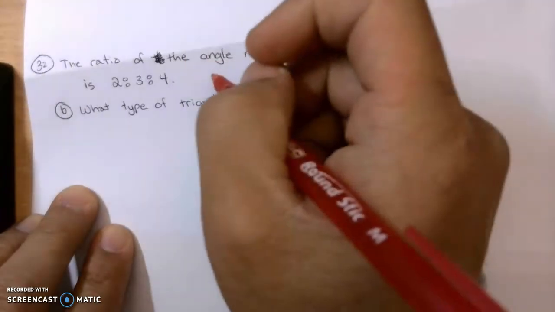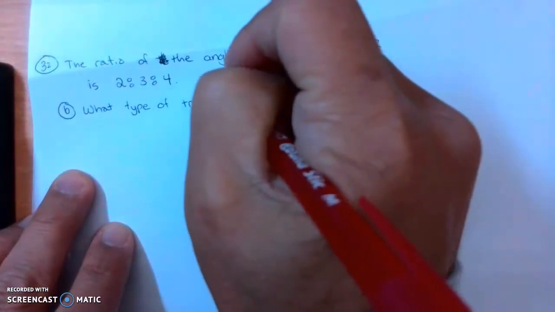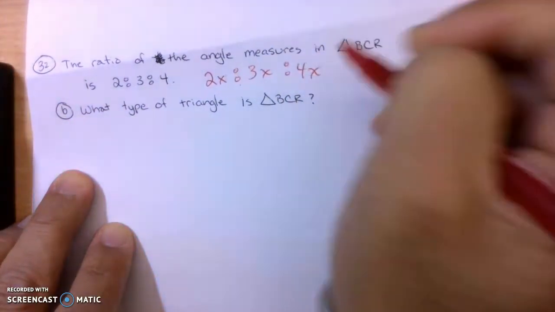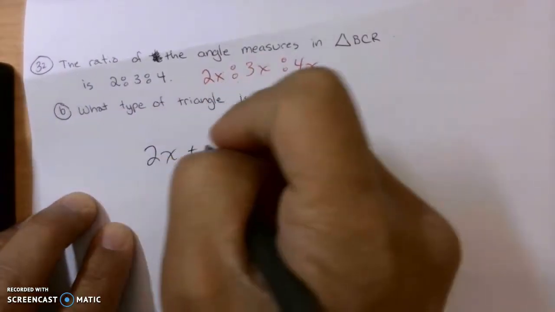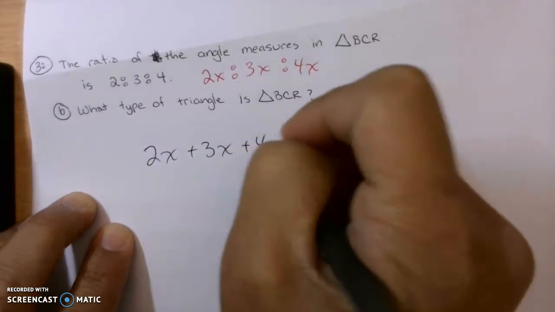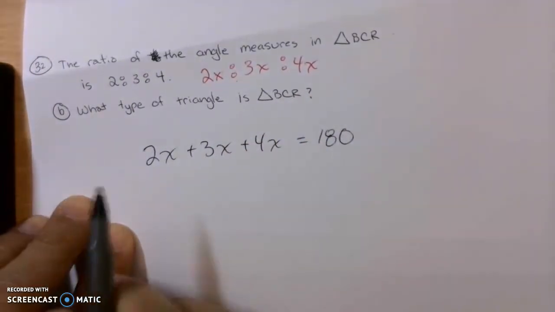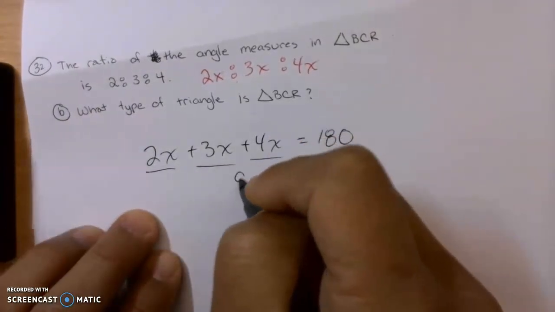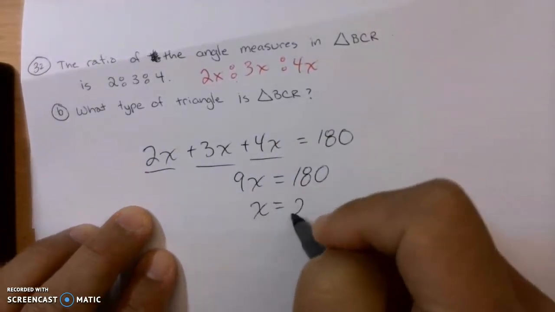Again, what we're going to do is give ourselves a variable. We're going to say it's in the ratio of 2x to 3x to 4x. And I do know, since it's a triangle, if I add up all of these angles, it will add up to 180. And just solve for x. So 2 plus 3 is 5, plus 4 is 9x, is equal to 180. X is equal to 20.